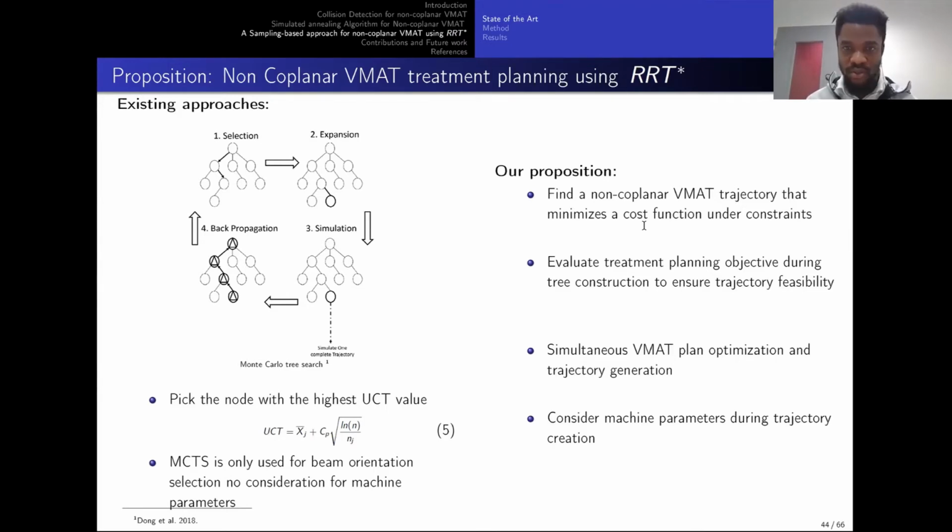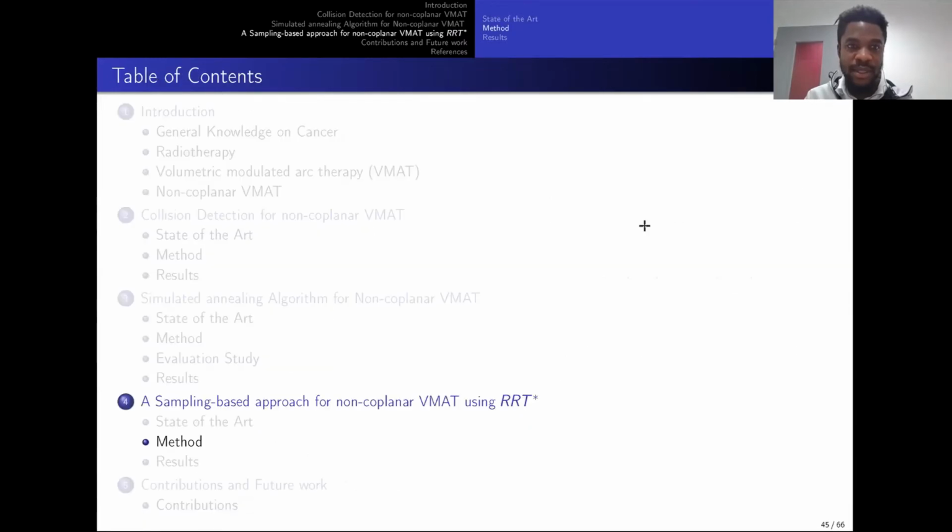So for us, we wanted to find a non-coplanar trajectory by minimizing the cost function along the trajectory. We wanted a simultaneous selection of the beams and creation of the trajectory, so at the same time, we do the two together. We wanted also to consider the machine parameters during this, of course. This is why we started to think about a method that has a natural implementation in the rapidly expanding random trees, the RRT star.